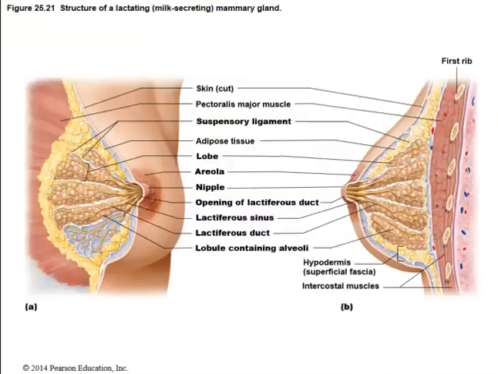So in this next picture, we can see the many ducts that make up the mammary gland. So this is a structure of a lactating, milk-secreting mammary gland. So all these ducts lead to the opening at the nipple. The nipple is this dome-like structure where we have the openings of the lactiferous ducts, and the surrounding darker tissue around the nipple is the areola.